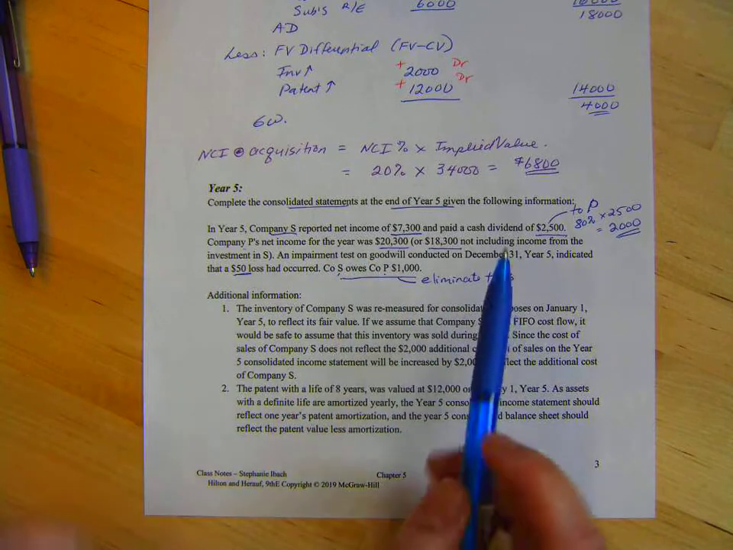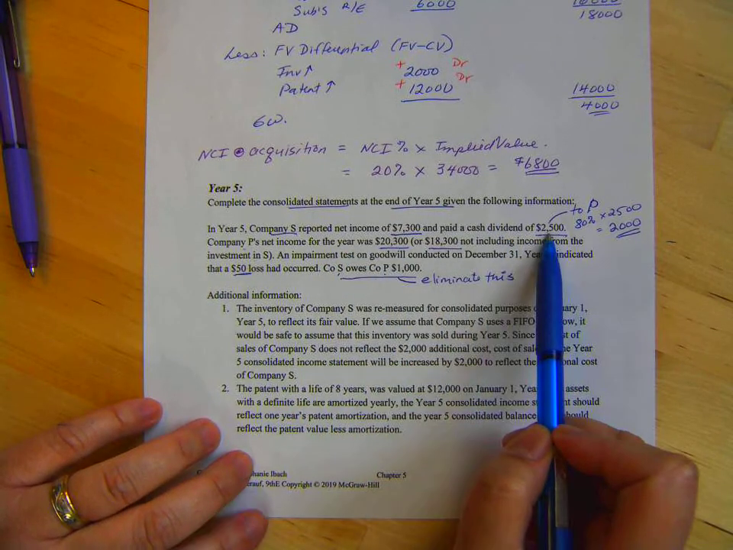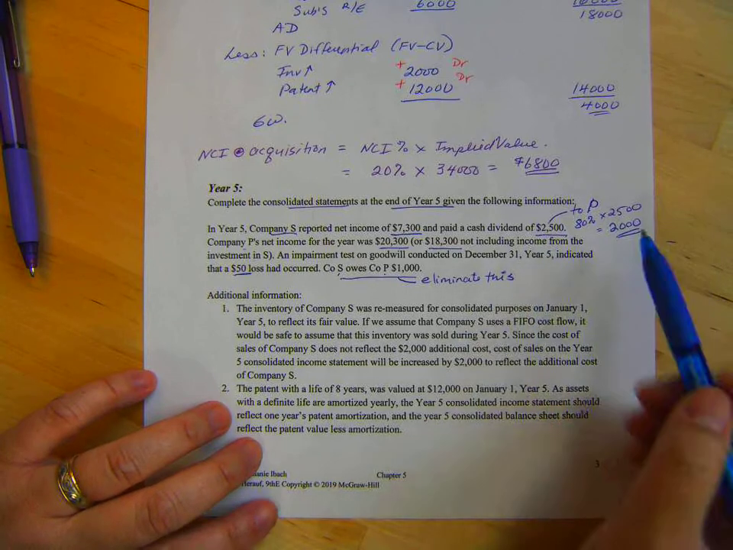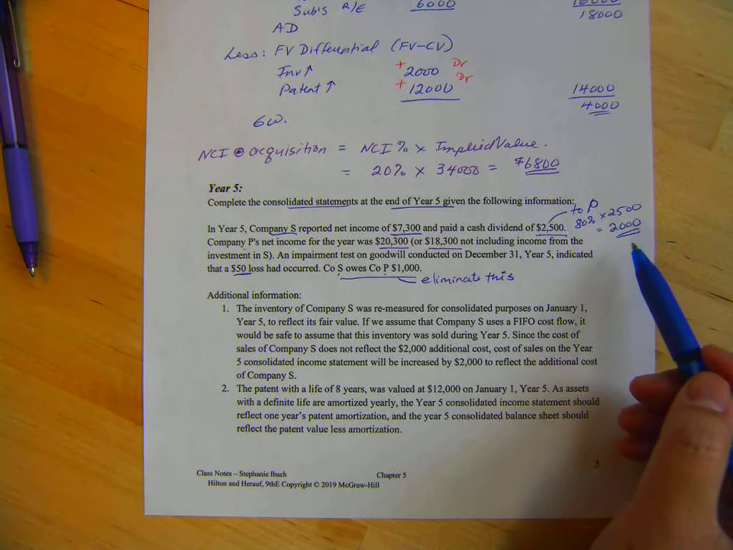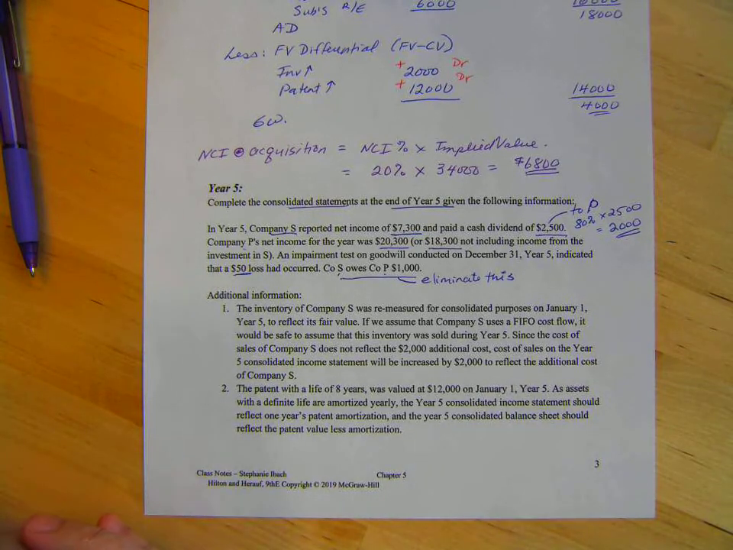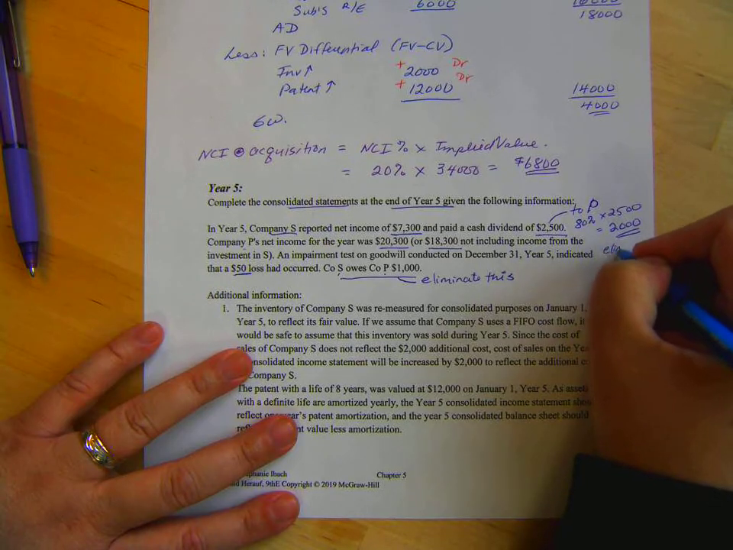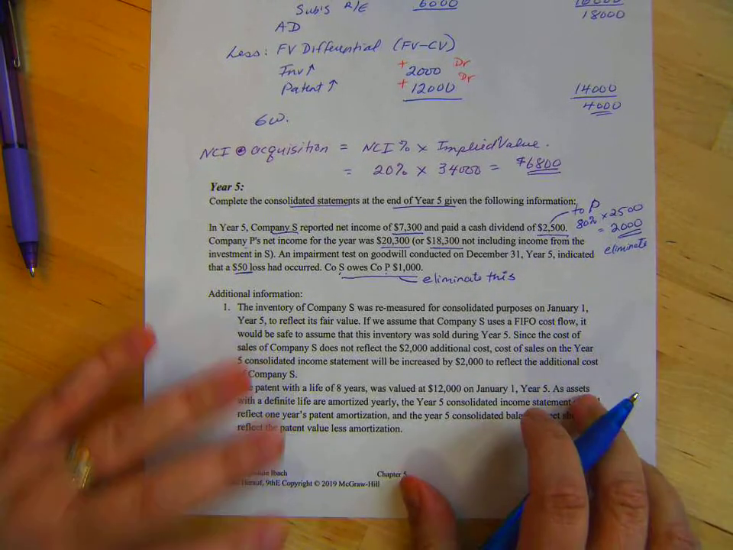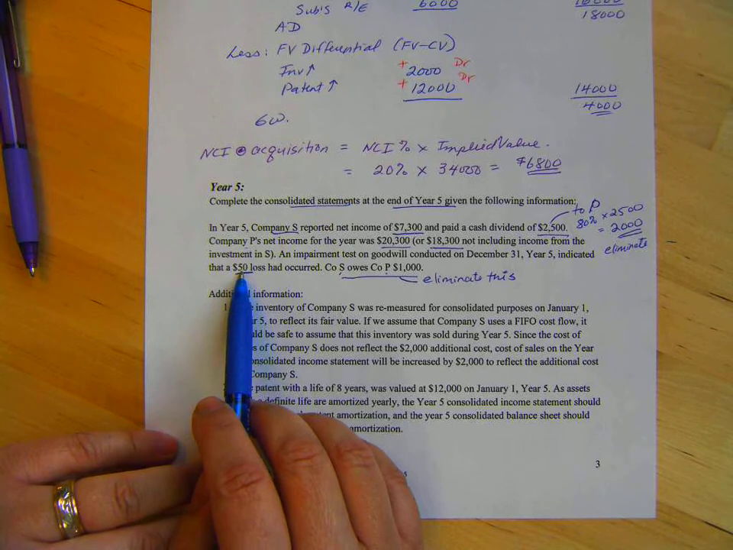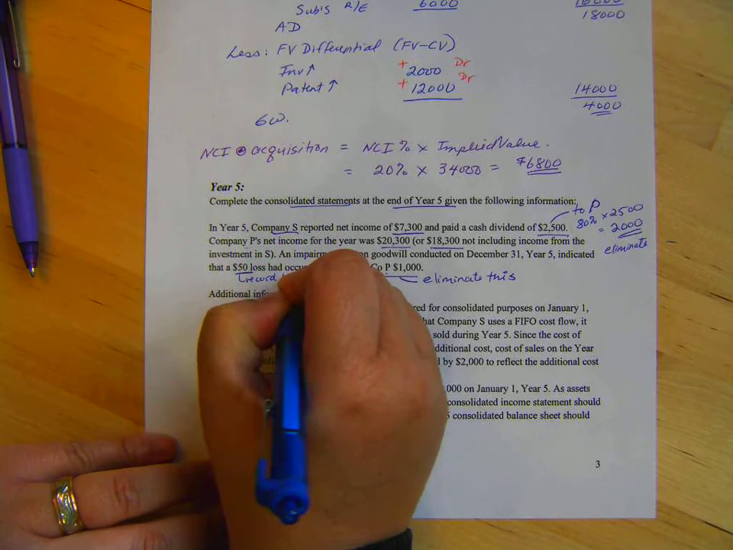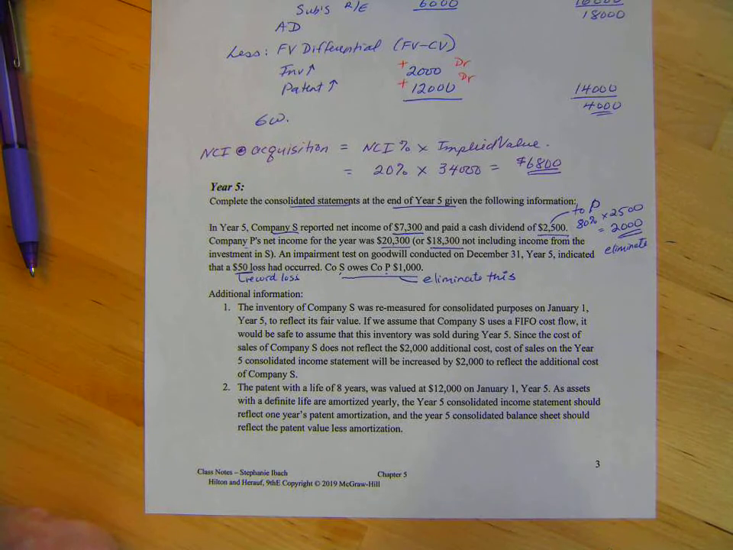Now, the other thing is that this dividend, just like in the other chapters, can the parent record that as income if they're combined? You can't get income from yourself, right? So we've got to eliminate this. And then to record the goodwill.